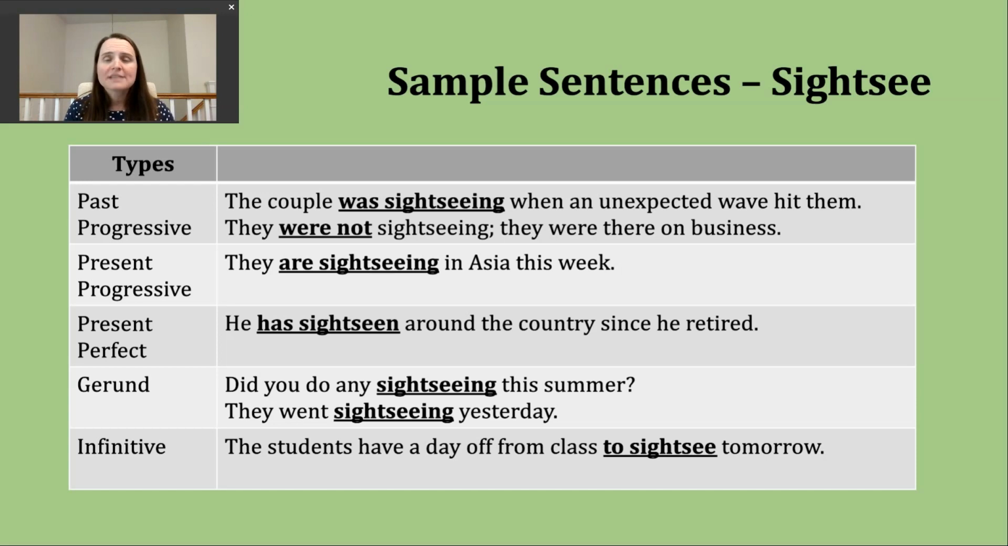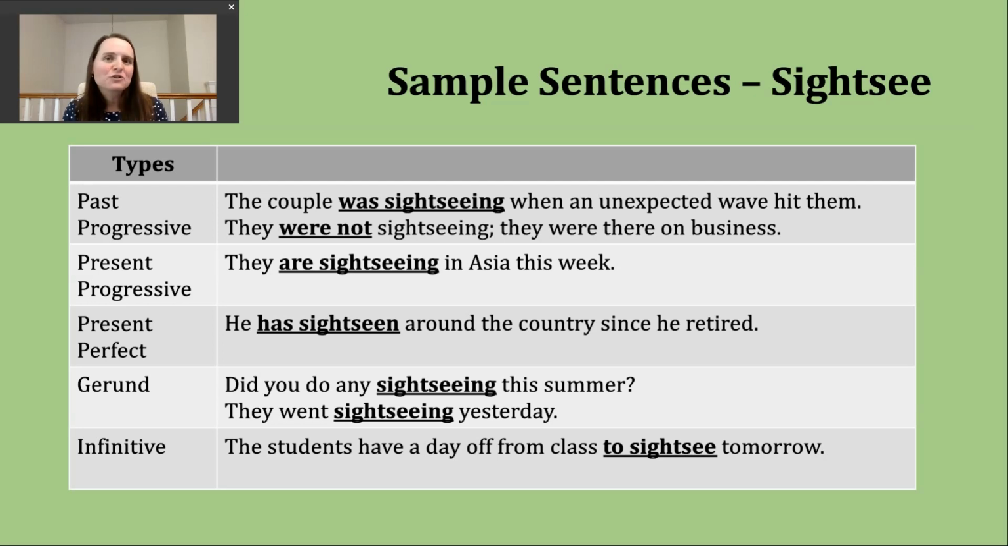We'll start with the past progressive. So we use this to talk about an action that was ongoing. My first example is kind of a sad story. The sentence is, the couple was sightseeing when an unexpected wave hit them. So this story unfortunately came from a report of individuals who passed away. They were sort of washed out, I believe, into the sea or to an ocean. And so they were describing what was happening, and then the wave hitting them. That was the interrupting action. So hit is in the simple past tense there.